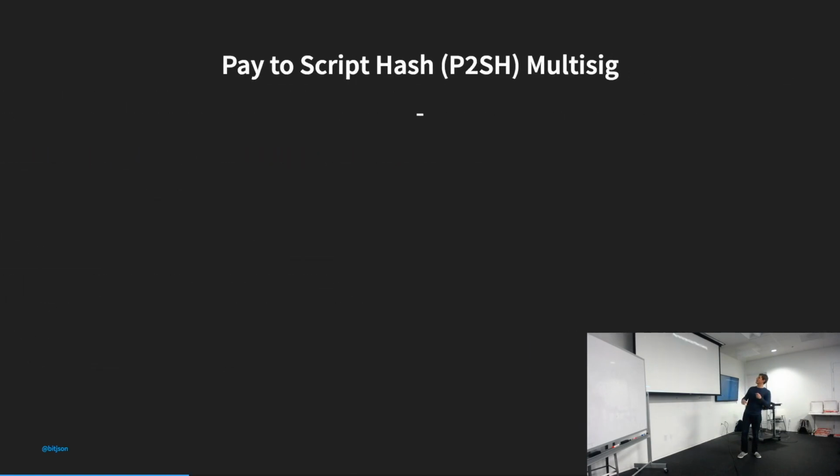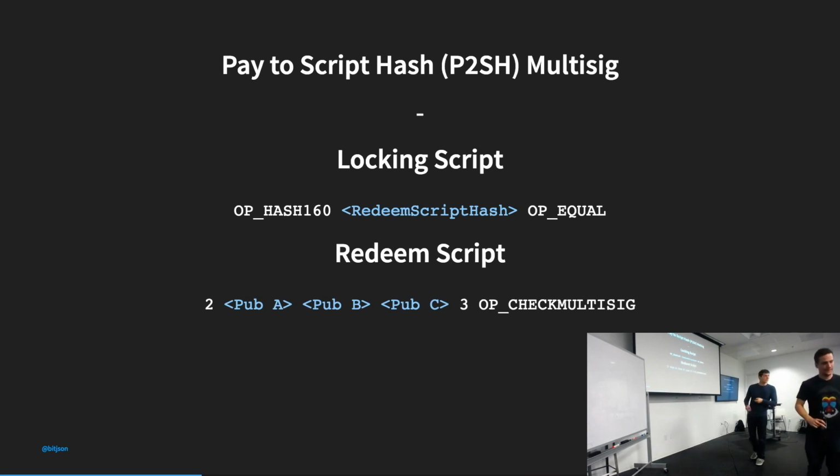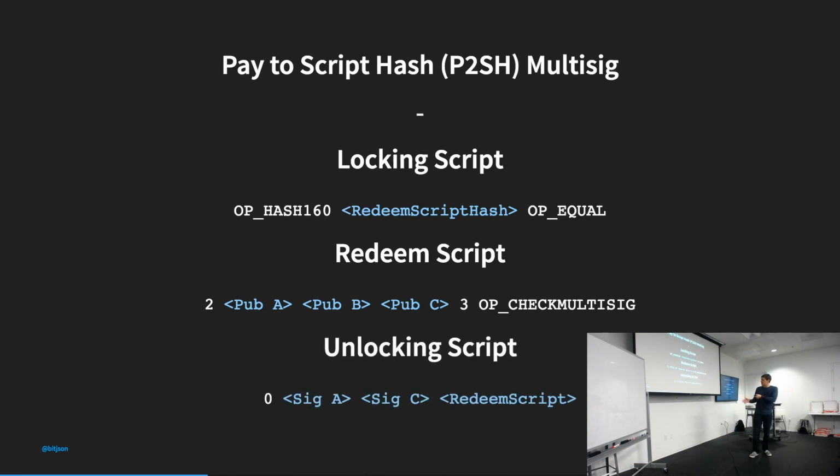I'm going to show you one more of these, so you're completely aware of the kind of power we're looking at here. This is a pay-to-script hash transaction, and it's on a specific template. It's a multi-sig pay-to-script hash template. The locking script for a pay-to-script hash transaction is OP_HASH160, the redeem script hash, and OP_EQUAL. I'm going to blow through these a little bit because they're going to make way more sense on the next page. But just so you can see, we've got a locking script, we've got a redeem script, which is kind of interesting, and we've got an unlocking script.